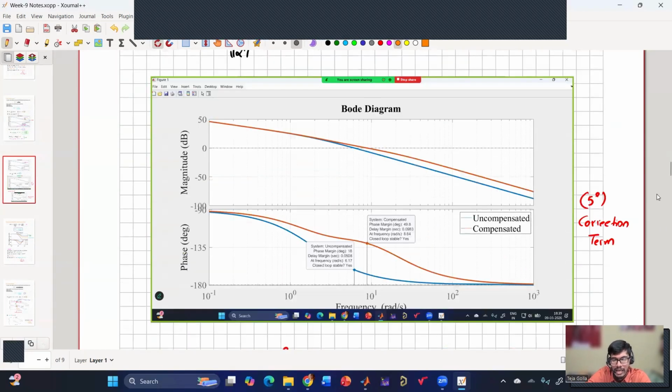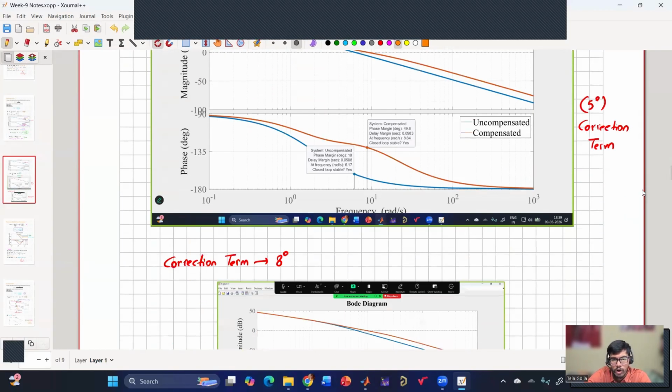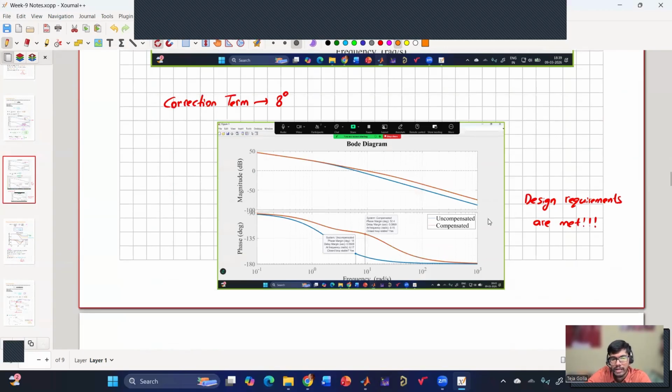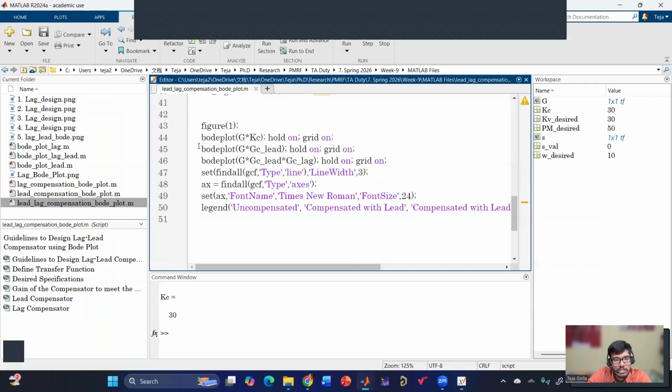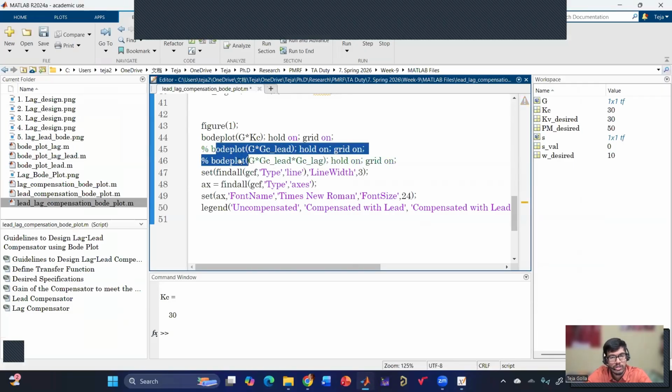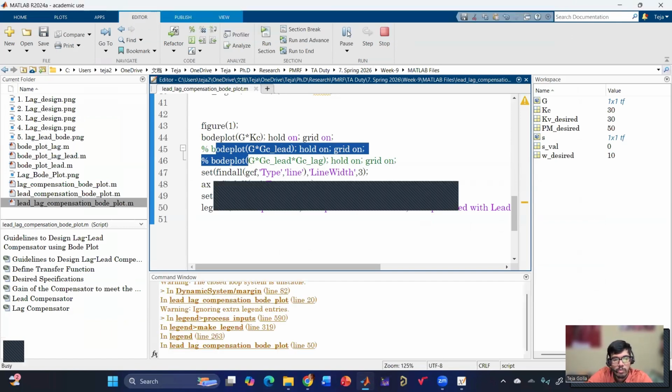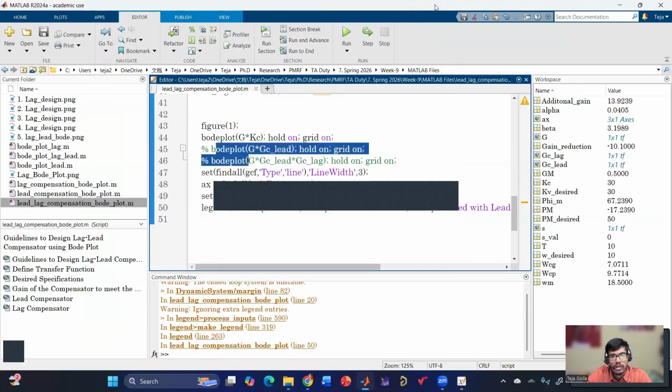Once I calculate T, I'll draw the Bode plot of the compensated system and then see whether it is meeting or not. So let me do this part until this part. First we have to plot G into Kc. Let us hope the Bode plot will run. It is not running. Let me stop sharing, run it and then reshare. Okay, so it has run. Let me reshare my screen.